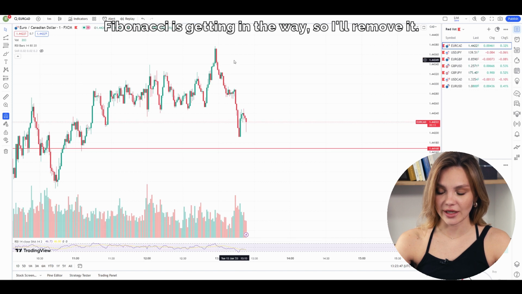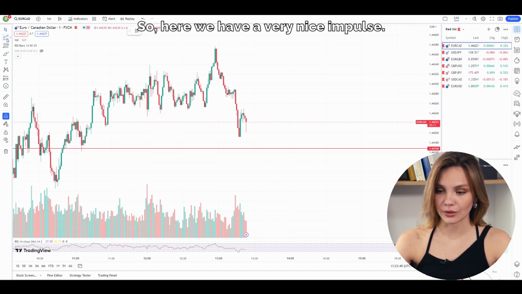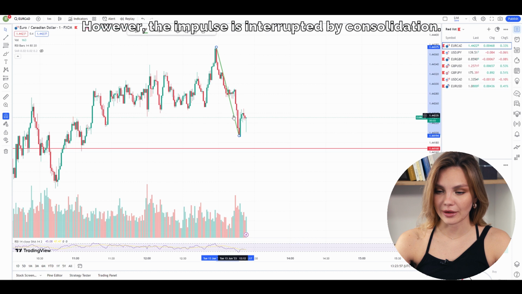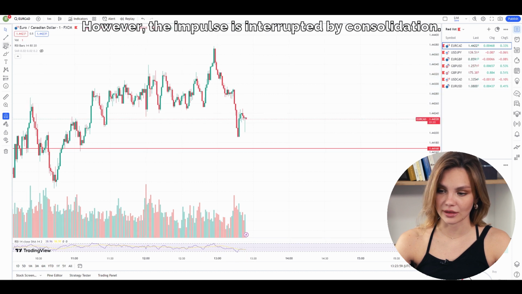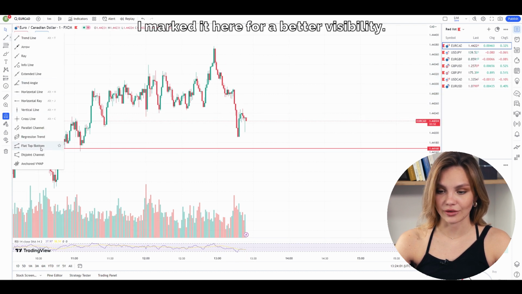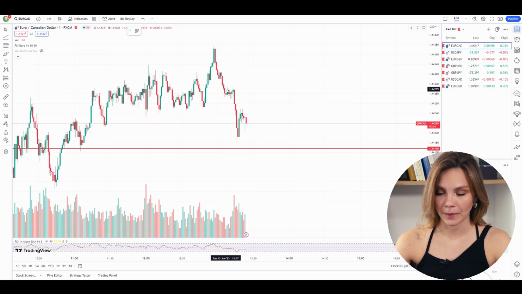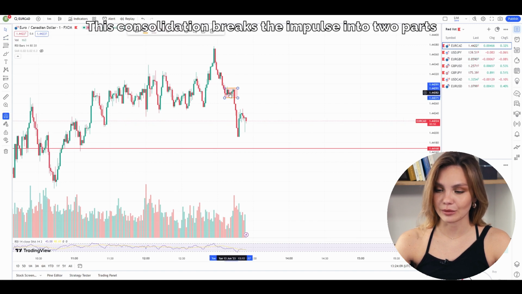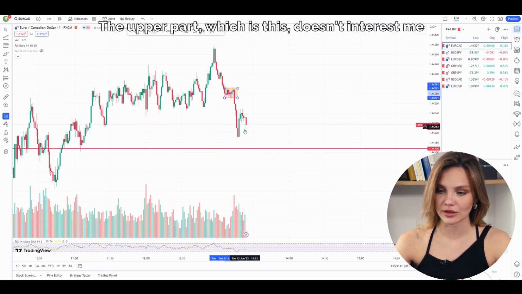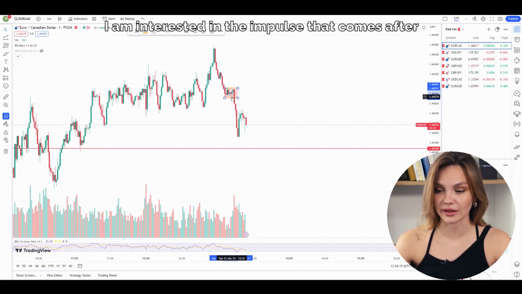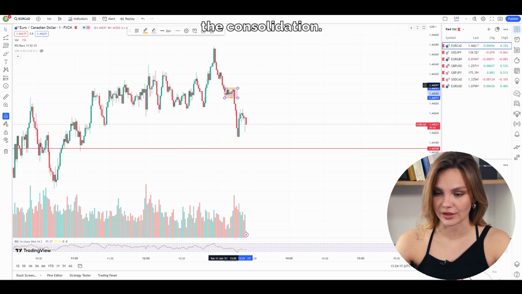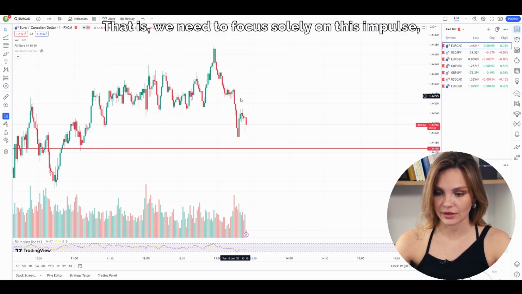Fibonacci is getting in the way, so I'll remove it. So here we have a very nice impulse. However, the impulse is interrupted by consolidation. I marked it here for better visibility. This consolidation breaks the impulse in two parts. The upper part, which is this, doesn't interest me. I'm interested in the impulse that comes after the consolidation. That is, we need to focus solely on this impulse.